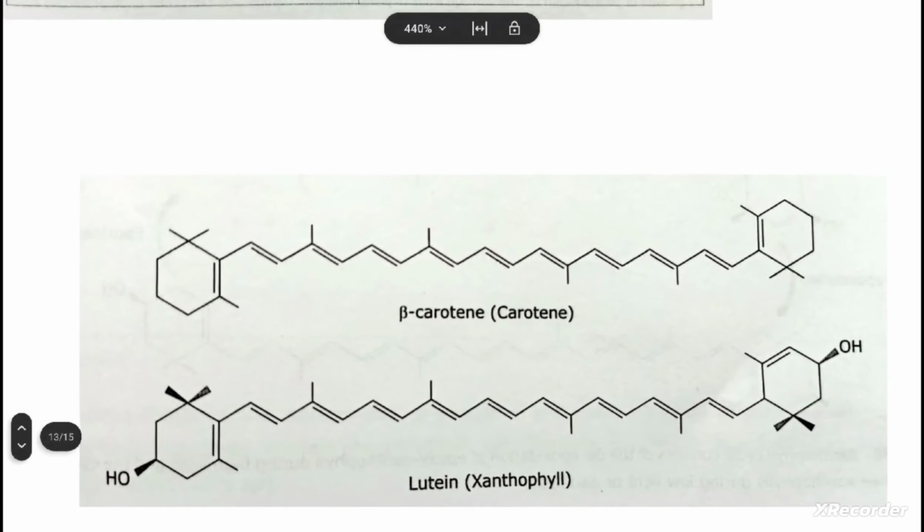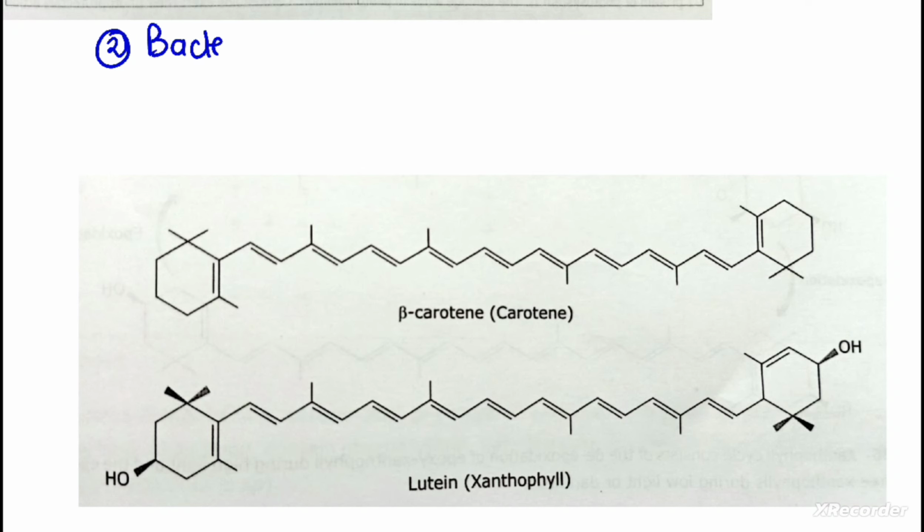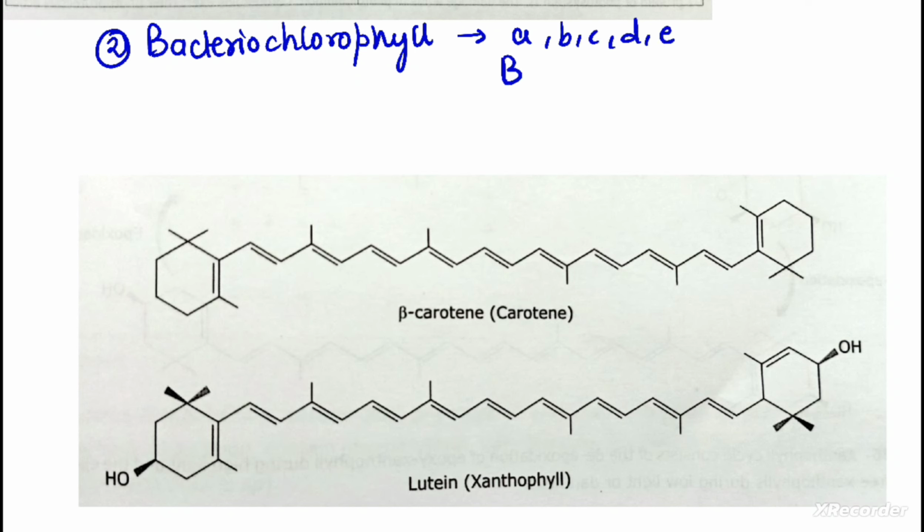Now moving ahead, we will be talking about another pigment here, that is carotenoid. Before that, there is something called bacteriochlorophylls. These bacteriochlorophylls can be of type A, B, C, D, and E. You can write them something like this, like chlorophyll A, then bacteriochlorophyll B, and so on.